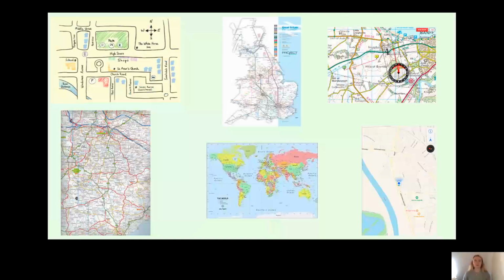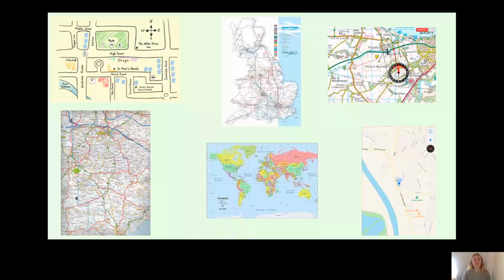So the first one in the top corner. This is called a sketch map. And a sketch map is a map that someone has drawn and it shows only basic features. So it's very easy to use. It's not very complicated at all, is it? Then next to that, there's a railway map. Now, a railway map helps you to navigate all of the trains in Great Britain on this picture, so people know how to get to different places on the train.